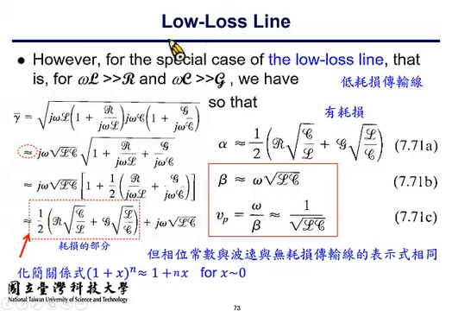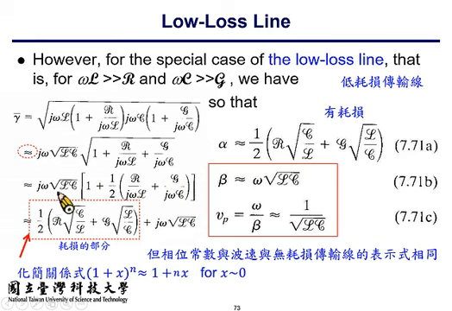So, we continue our discussion about the low-loss transmission line, based on the assumption that omega L is much bigger than R and omega C is much larger than G, the conductance. The propagation constant can be rewritten, and by acknowledging the fact that R over j omega L and G over j omega C are relatively small, very close to zero, we can use this relationship to simplify the representation.